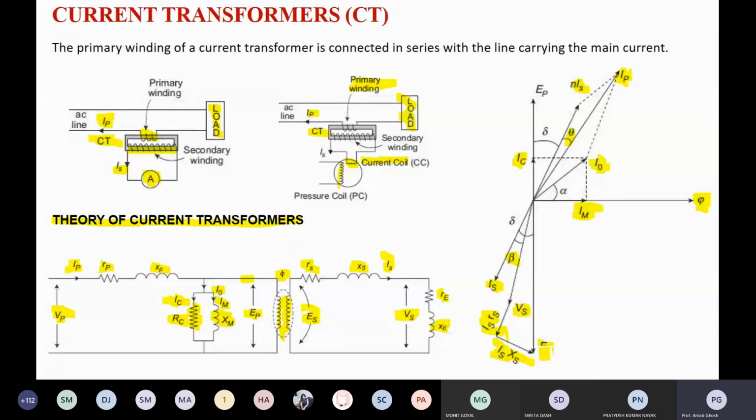Now you know ES and EP. Normally both should be in phase, but as per Lenz law, you can see there is a 180-degree angle difference between ES and EP. Why? Because you know Lenz law. So who is the cause? Initially VP is your cause, and EP is your effect.